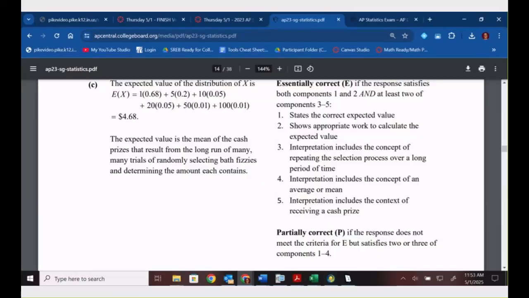So if you got the first two components, if you correctly calculated and showed work for the expected value, and you met at least 2 of the 3 criteria for the interpretation, give yourself an E. If you got 2 or 3 of these top 4, not talking about the context, then give yourself a P. And if you do not meet the criteria for a partially correct, then give yourself an I.